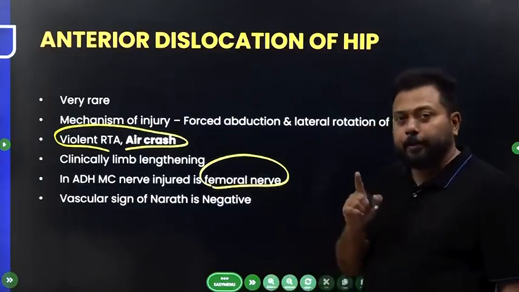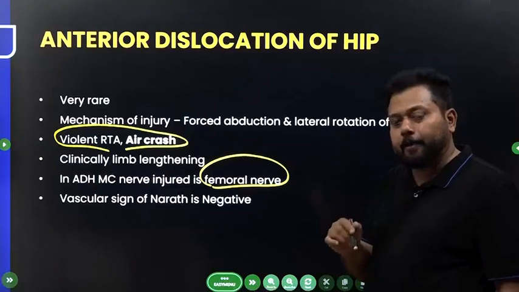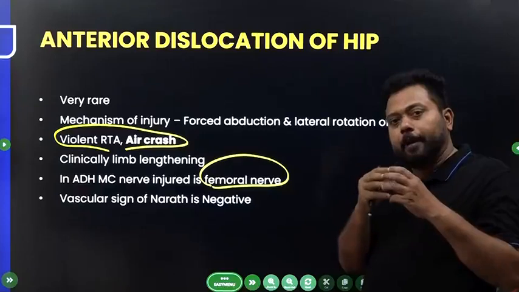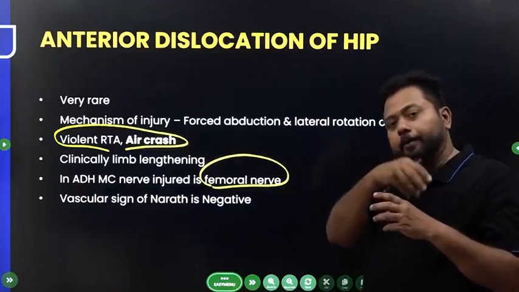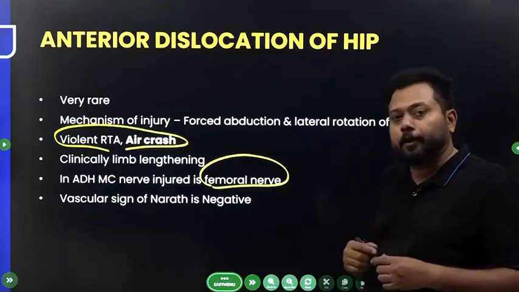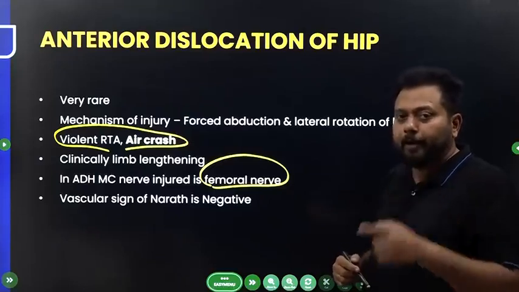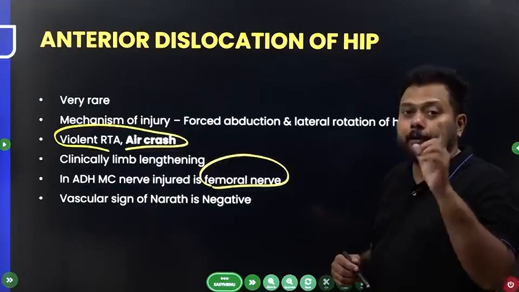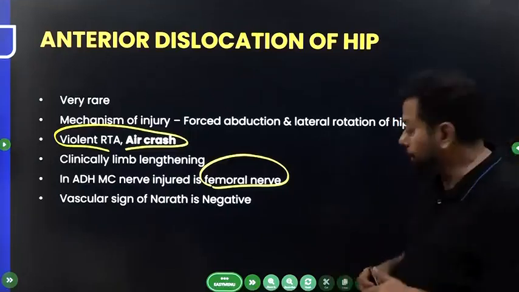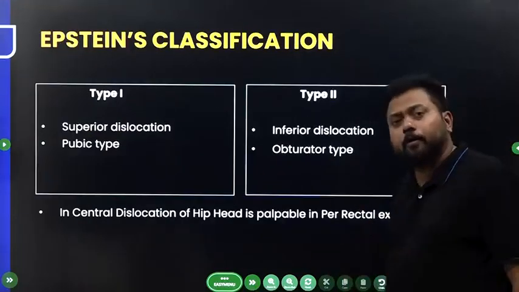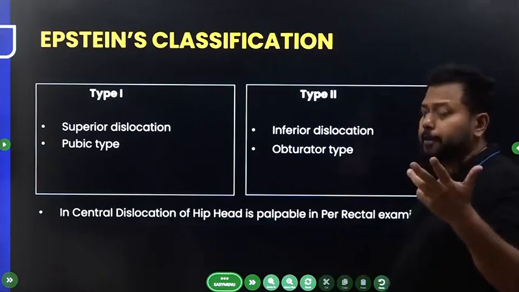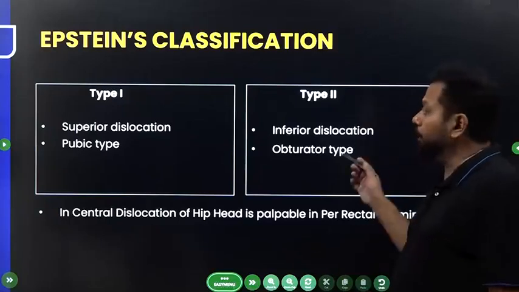Central dislocation hip, I told you, is the rarest possible type. What happens is there will be a fracture of the acetabulum and the head will enter the acetabulum into the pelvic cavity. That's called central dislocation. One peculiar thing: when you do a per rectal examination, you will be able to palpate the head of the femur. Then the diagnosis is central dislocation hip. The classification system for posterior dislocation is Thompson and Epstein. Here it's only Epstein: type 1, type 2.